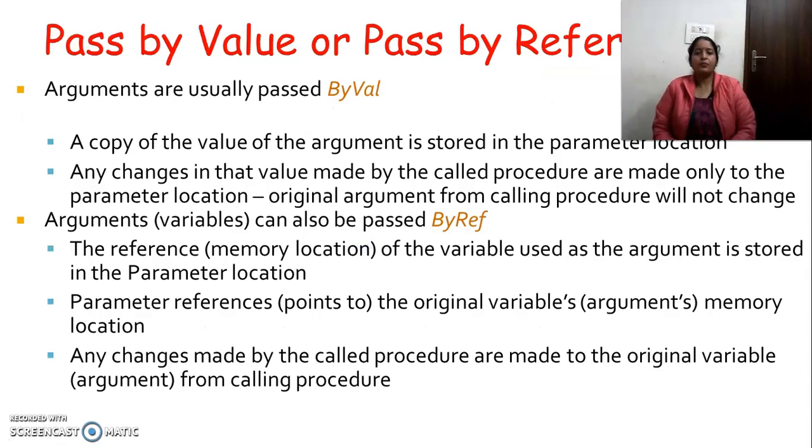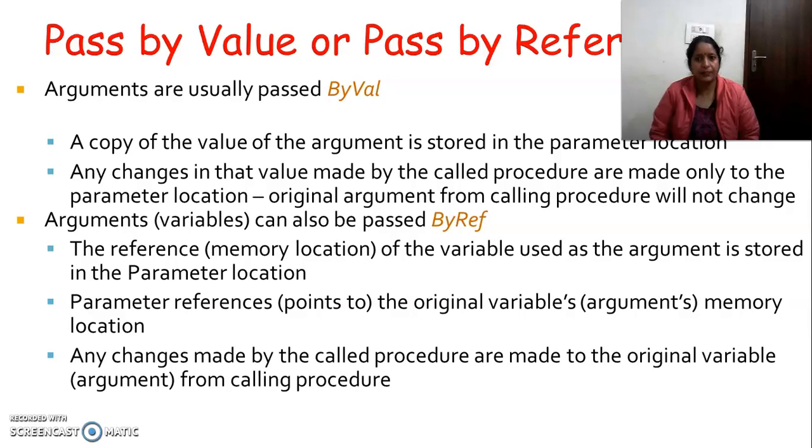Now one more important topic is the difference between pass by value and pass by reference. We can pass the arguments by value as well as by reference. If we pass the arguments by value, then a copy of the value of the arguments is stored in the parameter location. Any changes in that value made by the called procedure are made only to the parameter location. The original argument from the calling procedure will not change.